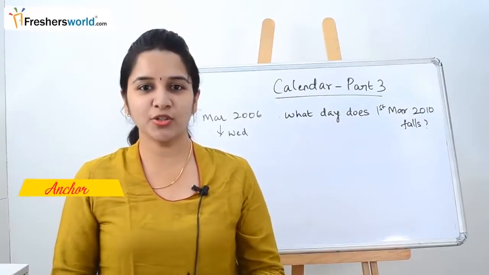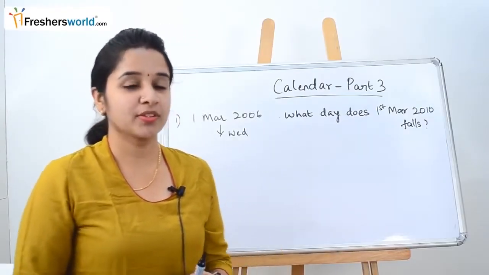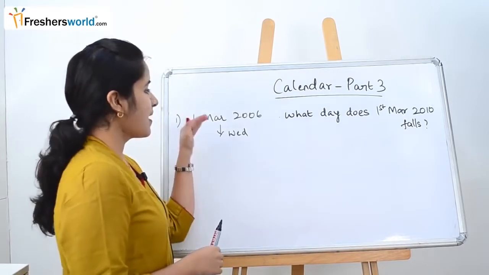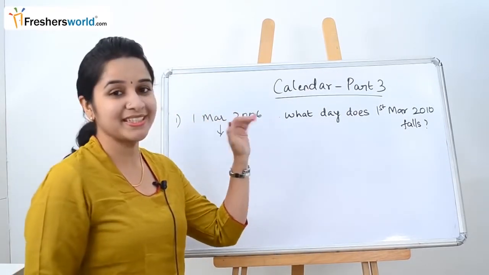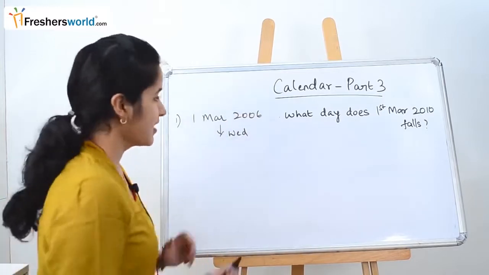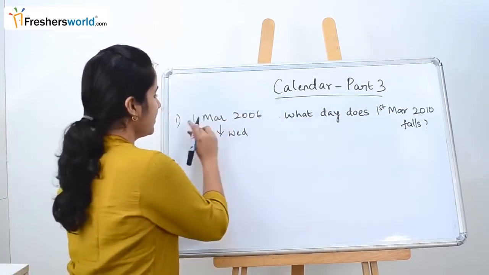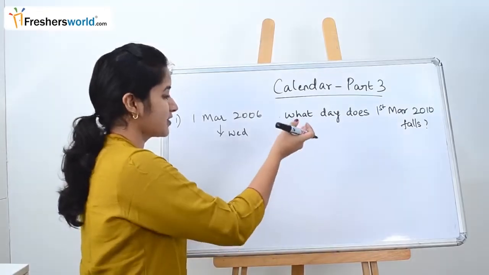The topic that we are going to look at today is calendar part 3. So the first question is, 1st March 2006 falls on a Wednesday. What day does 1st March 2010 fall on? So this is the question they have asked. So how to solve this? We know that it's 1st March 2006, so it has crossed Feb.